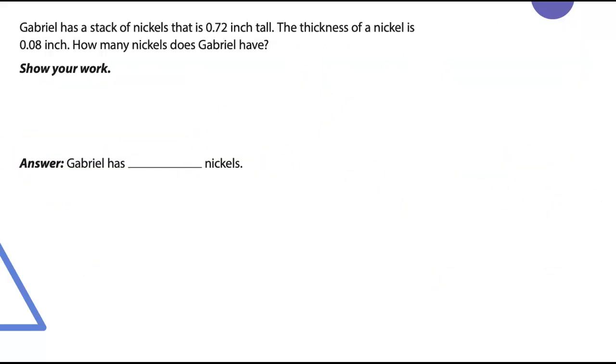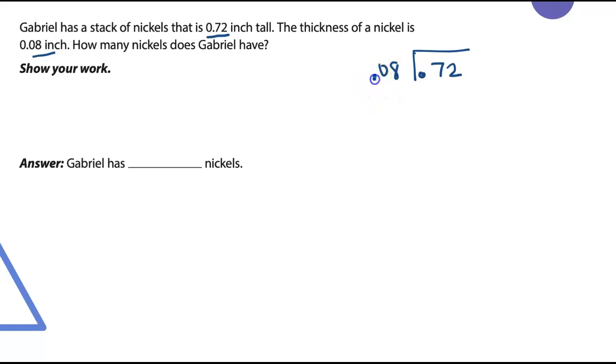All right. So let's see if we can get through with number 2 really quick. It says Gabriel has a stack of nickels that is 72/100ths of an inch tall. The thickness of the nickel is 8/100ths of an inch. How many nickels does Gabriel have? Okay, so I'm going to have to divide.